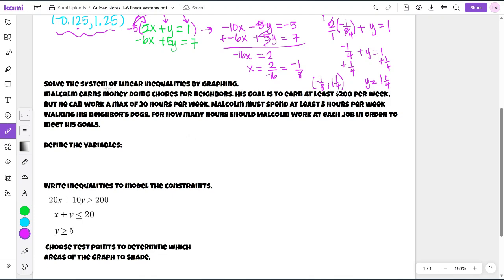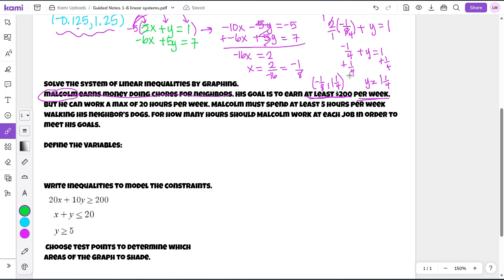All right. Solve the system of linear inequalities by graphing. Okay, so we want to define the variables and pick out what we need from this. So Malcolm's earning money doing chores for neighbors. Okay, we don't really need any of that. All right, but his name is Malcolm, so we can keep that. If you want to keep his name, you can keep his name. His goal is to earn at least $200 per week. So we need that, at least $200 per week.